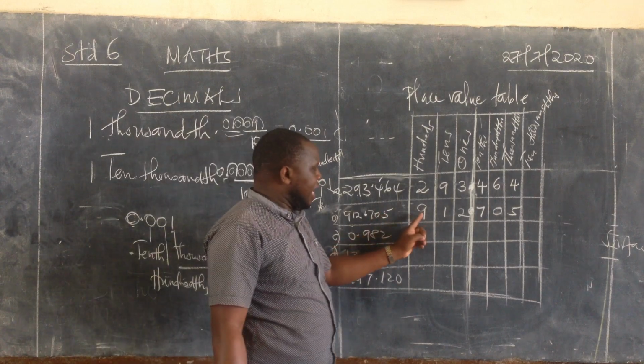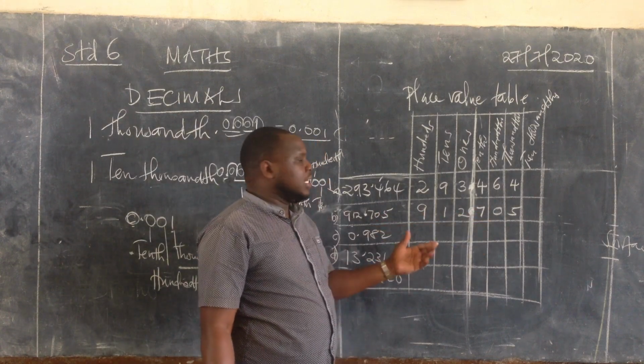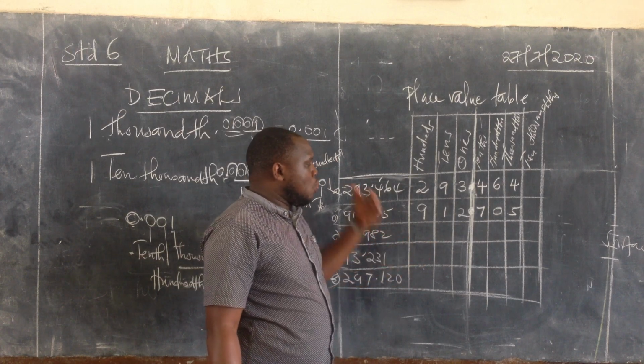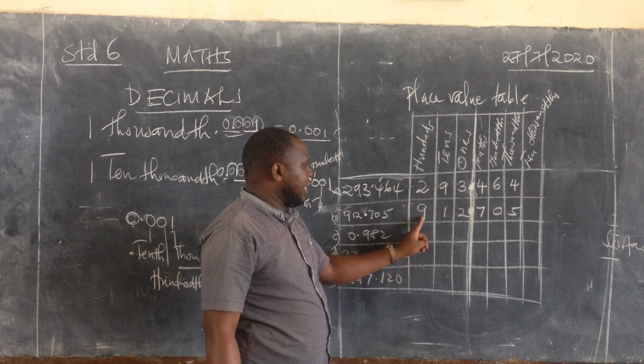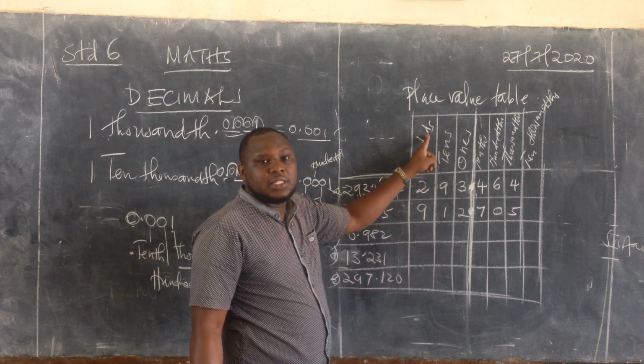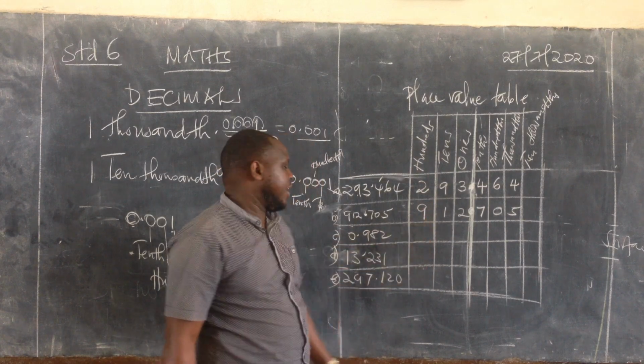So this is simply 912.705. So in this case, someone can ask you, what is the place value of digit 9? So you come here with digit 9, read above, digit 9 is in the place value of hundreds. So you just write your answer as hundreds.